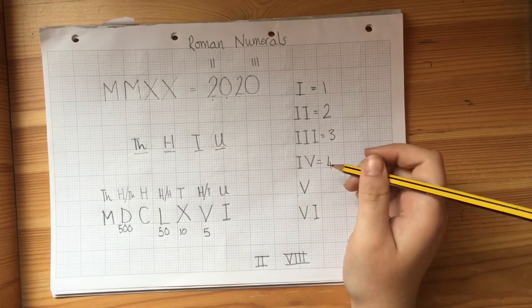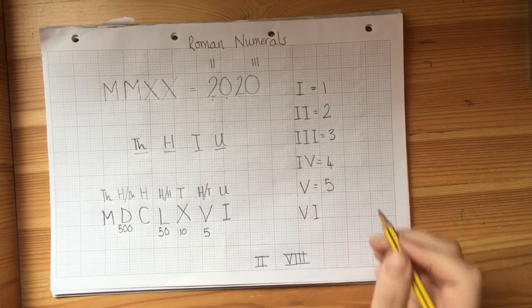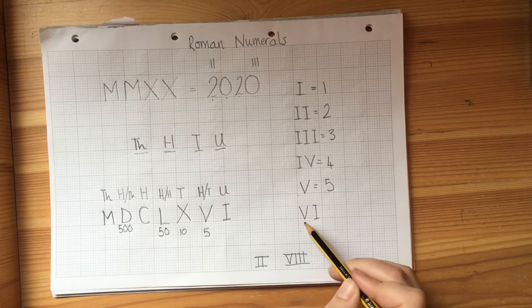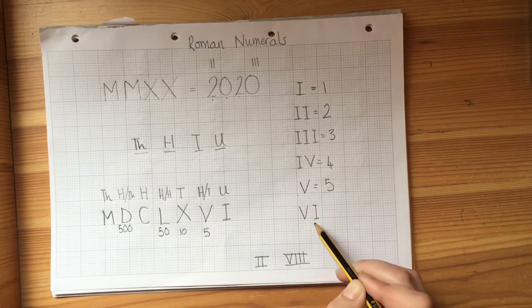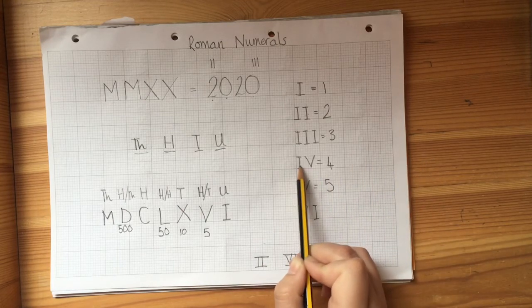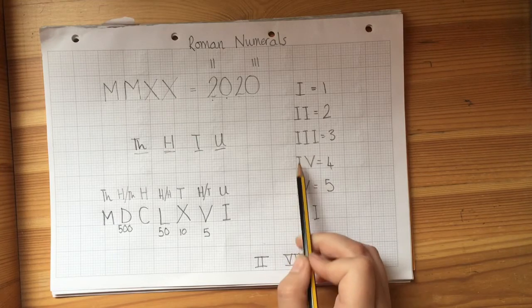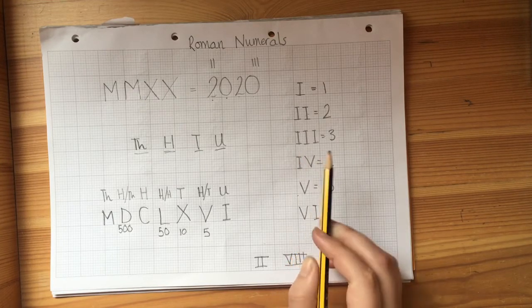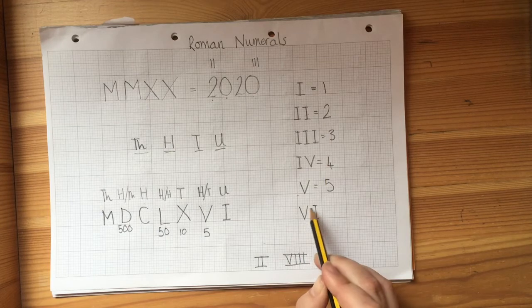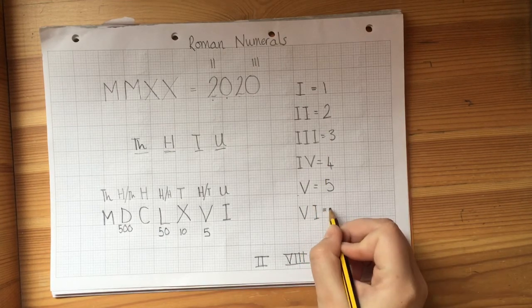Then we come to 5. All know 5 is V. Then, when you get to 6, it's the 5 symbol, but it's 1 more than 5. If we have a look here at the number 4, the 1 came before it, so it's 1 less than 5. It came before it, so it's less than 5. But now we've got 1 more than 5, so we know that that's 6.